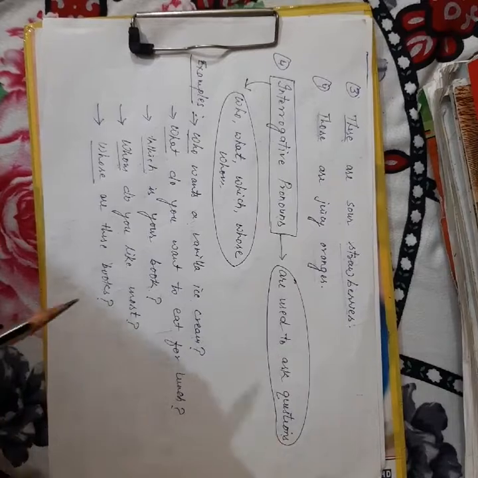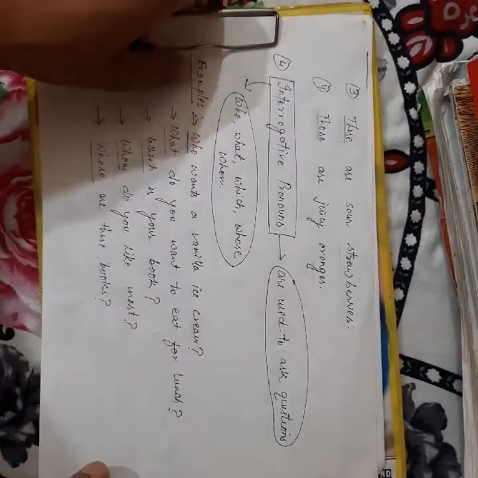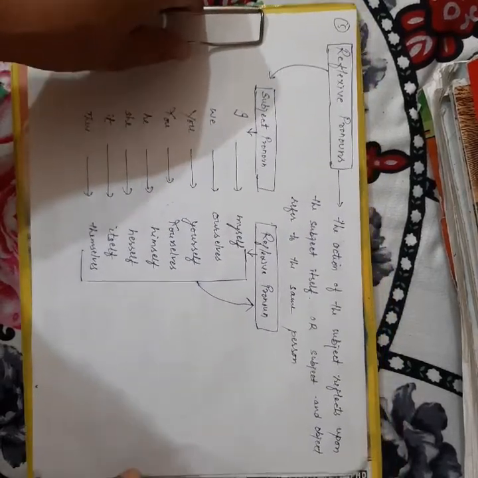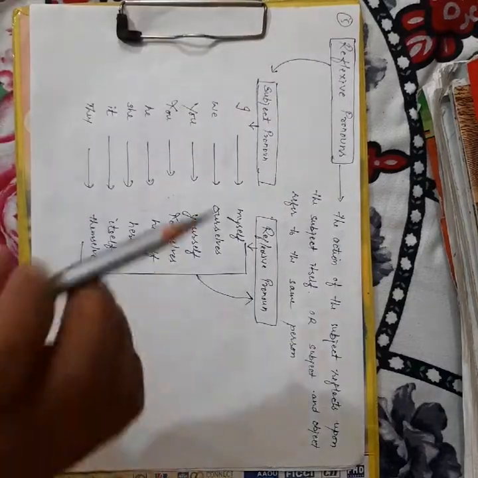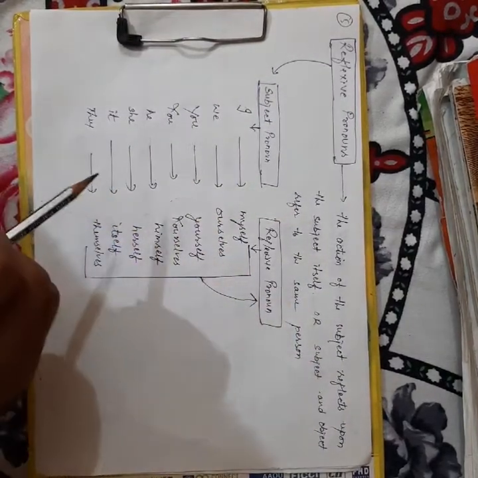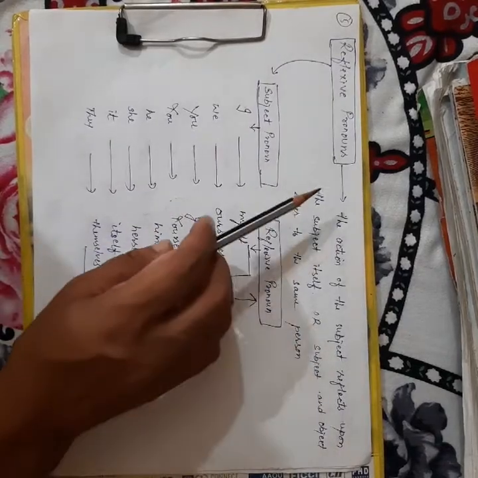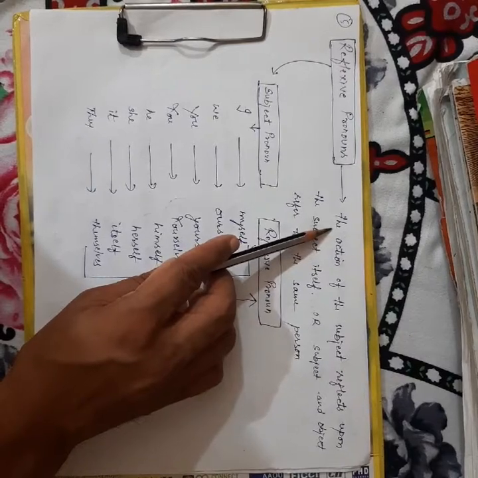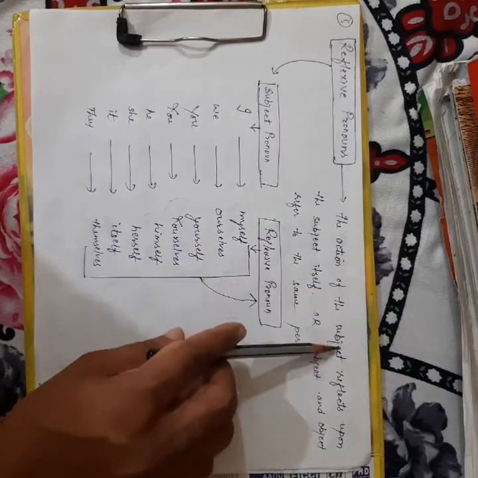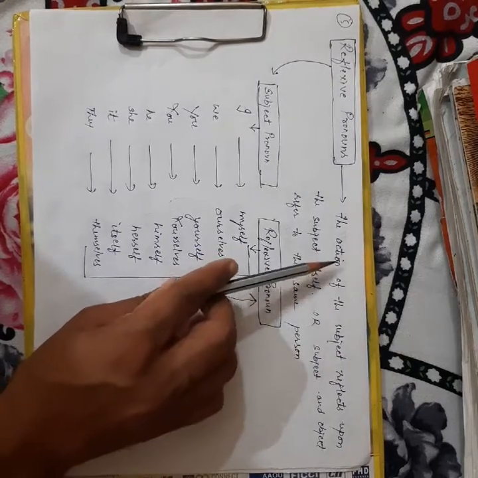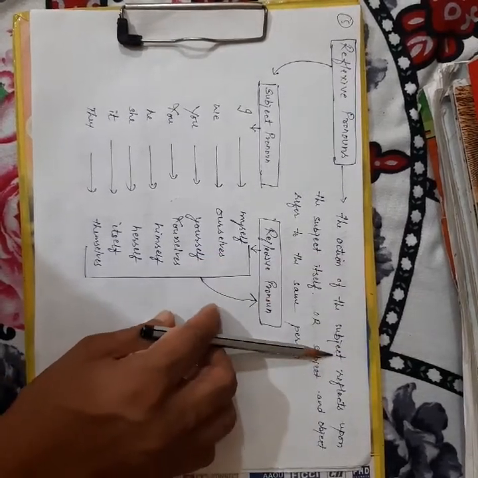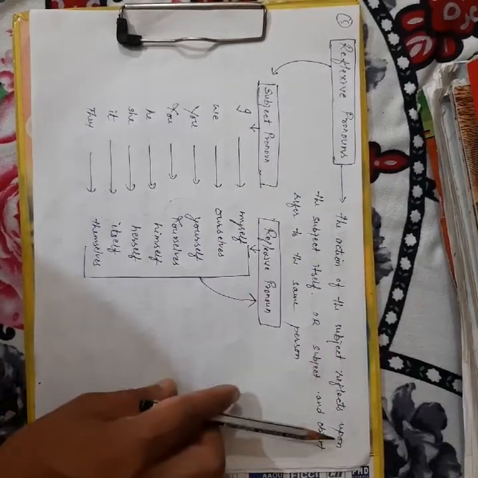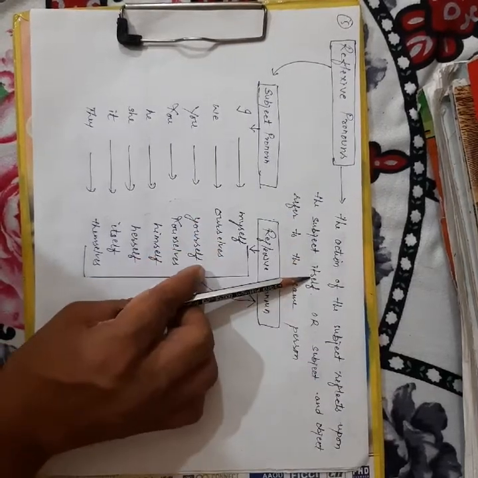Now we'll move to the next kind, that is reflexive pronouns. So your next kind is reflexive pronouns. Let us try to understand what these are. Reflexive pronouns are the pronouns in which the action of the subject, you know the subject, reflects upon the subject itself.